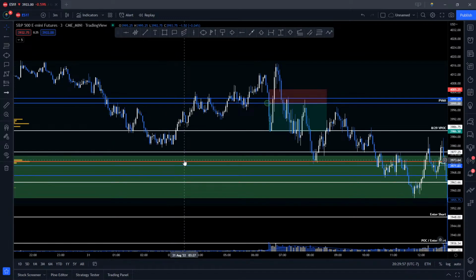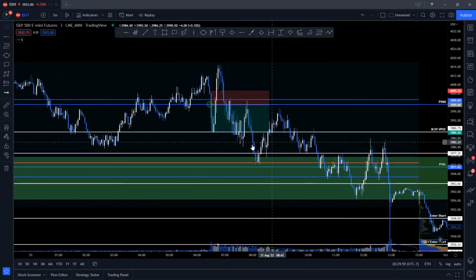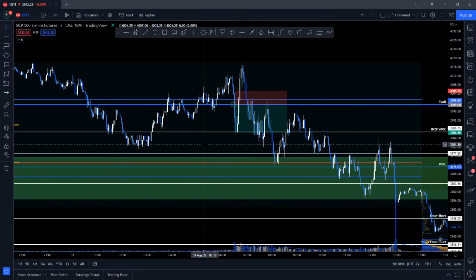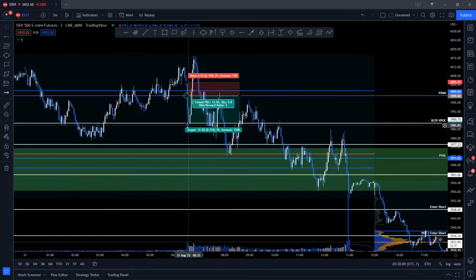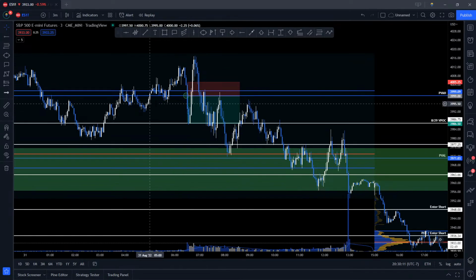Again, this is not planned. I didn't look at this. You guys saw me turn off the candles. None of this is planned. But this is our VPOC, and almost to a penny, we tap it.